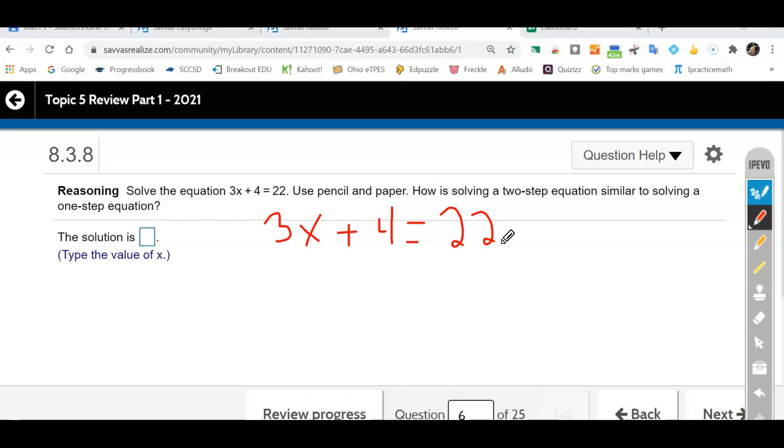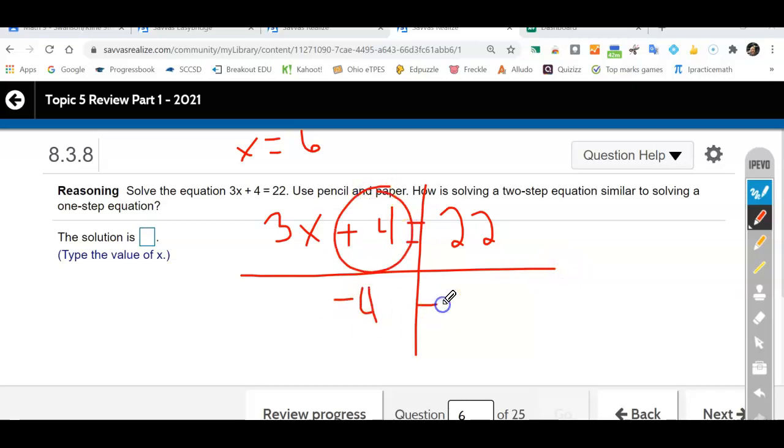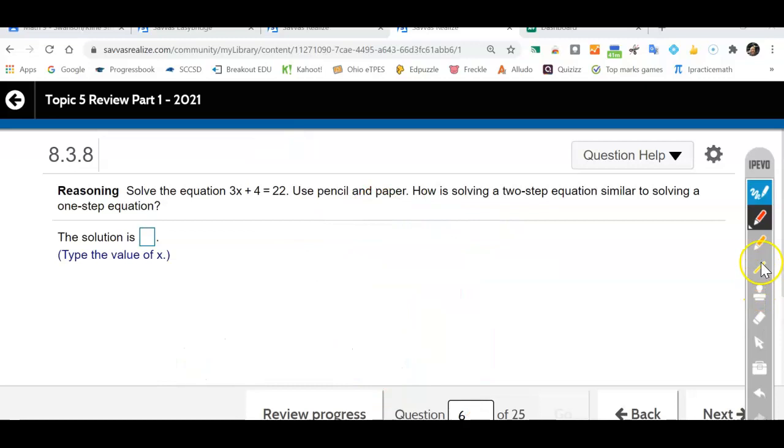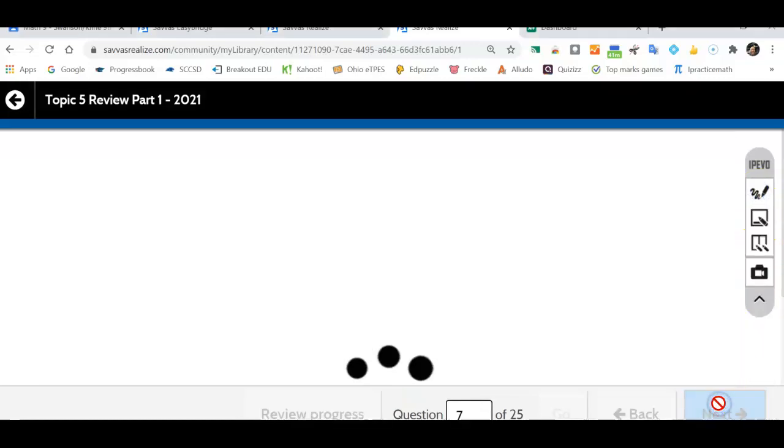All right, Noah, what'd you get? 6? So let's see if that is correct. How many people agree with him? A lot of you. Let's see if it's correct. So we are going to get rid of the plus 4 by subtracting 4. 3x equals 18. And then we separate the 3 by dividing both sides by 3, so x equals 6. You are correct. So that was a two-step equation.